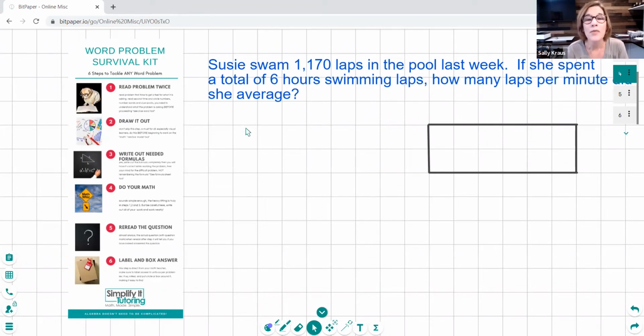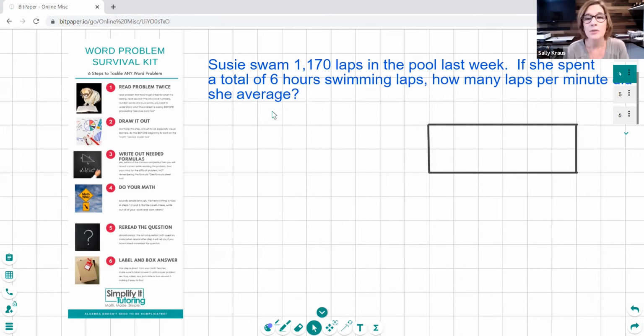Susie swam 1,170 laps in the pool last week. If she spent a total of 6 hours swimming laps, how many laps per minute did she average? Second time. Susie swam 1,170 laps in the pool last week. If she spent a total of 6 hours swimming laps, how many laps per minute did she average?